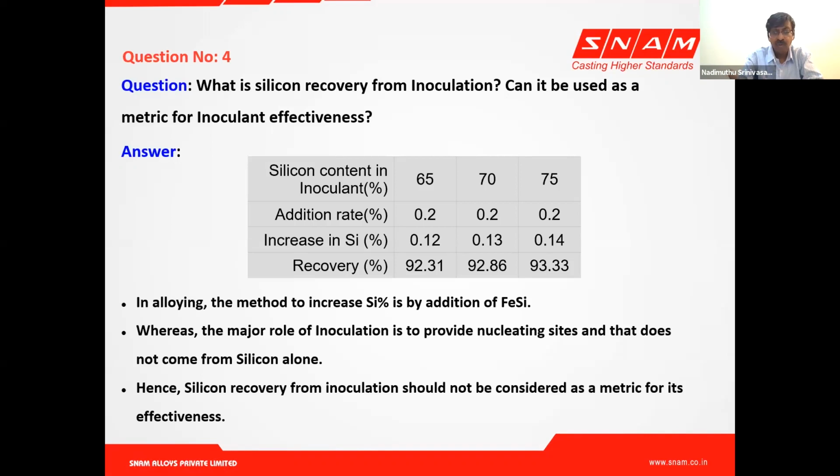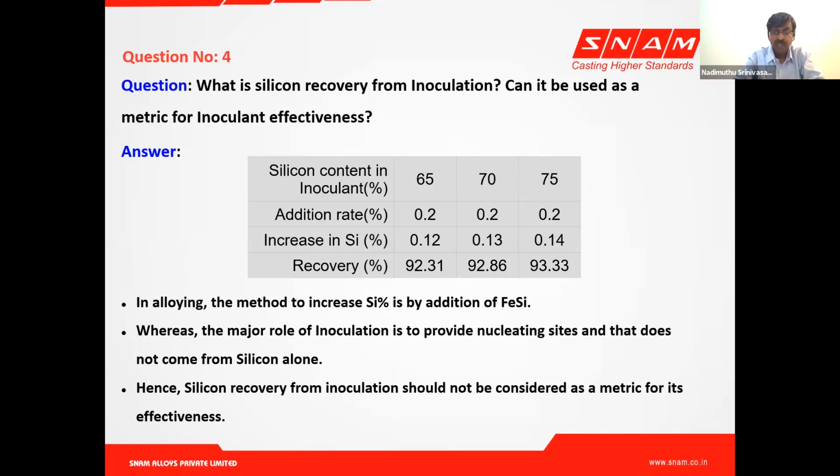So if you were to look at the first case, 0.2 into 65 should be 0.13. You have got 0.12, which means the recovery of silicon from your inoculant is 92%. So that is how I have presented each case. Now, in alloying, the method to increase silicon is by addition of ferrosilicon. You should not look at increasing your silicon from the inoculant and use that as an effectiveness measure for the inoculant.